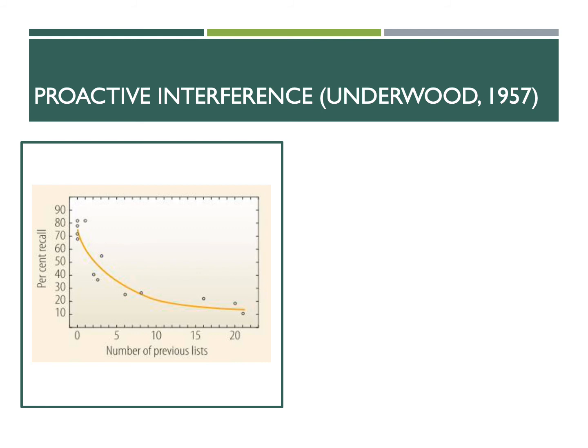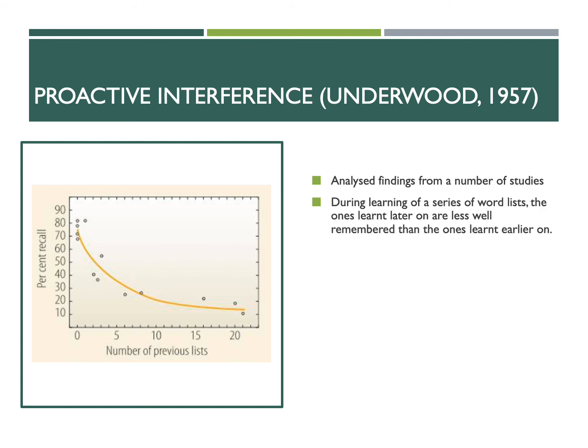What Underwood did in this study is he analysed findings from a number of studies, and during the learning of a series of word lists, the ones learnt later on are less well remembered than the ones learnt earlier on. So if you look at the graph on the left, the more previous word lists that the participants had to remember, the smaller the percentage recall.